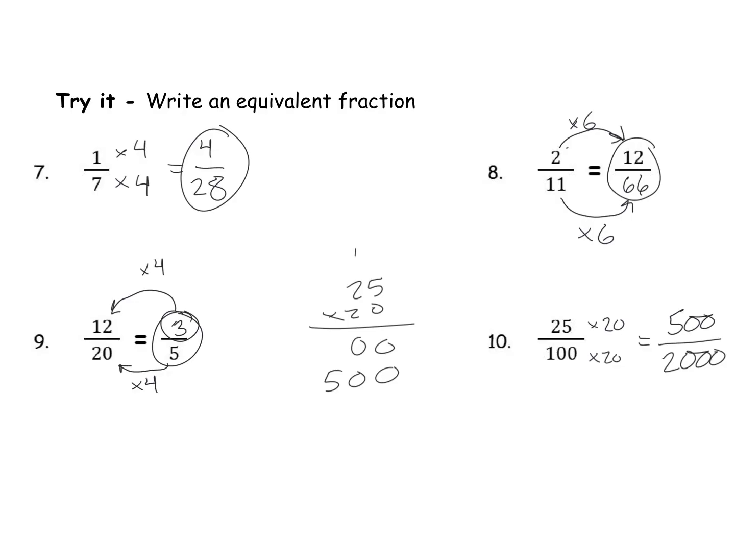Again, I could have divided here both by 25, ended up with 1/4. Any one of those would simplify to 1/4 or to 25/100ths, 500/2,000ths, anything like that. So those are our try problems at the end of our lesson.